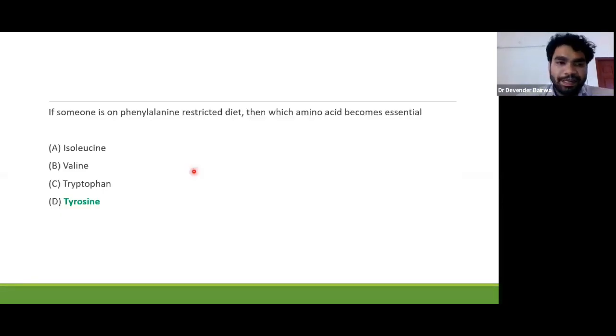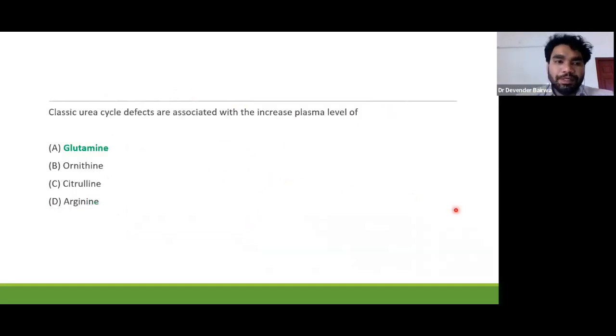So here we end the discussion, and now we come to our basic problems again. Let's discuss problem number 1. If someone is on a phenylalanine restricted diet, then which amino acid becomes essential? The answer is tyrosine. As we have seen in the discussion, phenylalanine will further metabolize and it will be the precursor for tyrosine. Suppose somebody has to be given a phenylalanine restricted diet, then they should be supplemented with tyrosine. This happens particularly in cases of phenylketonuria.